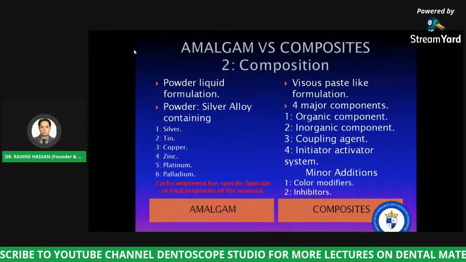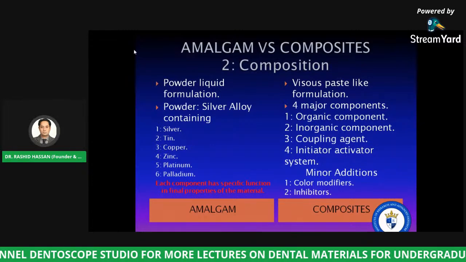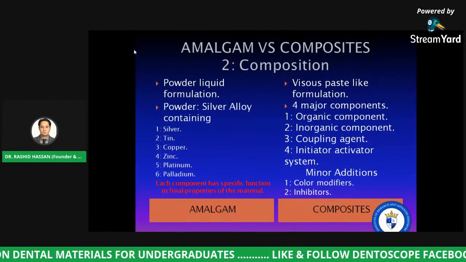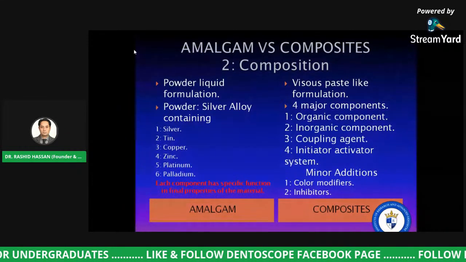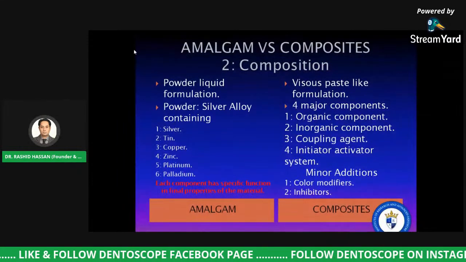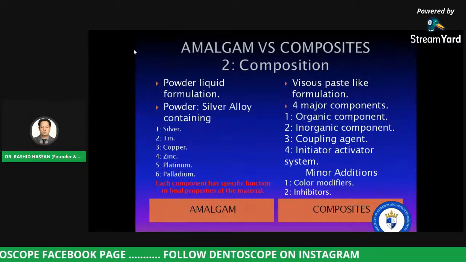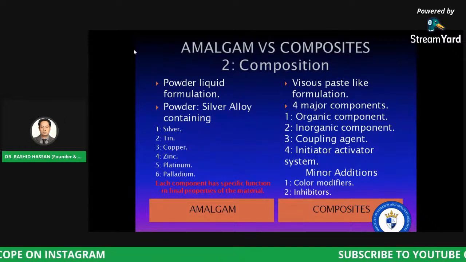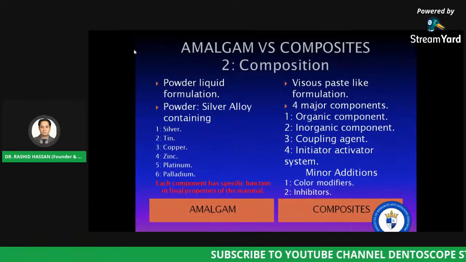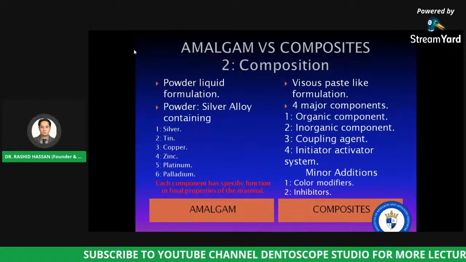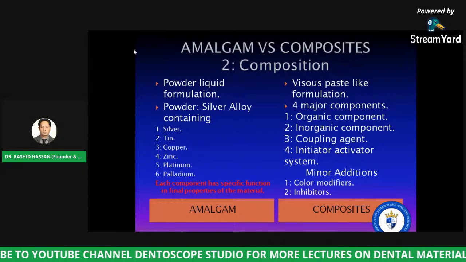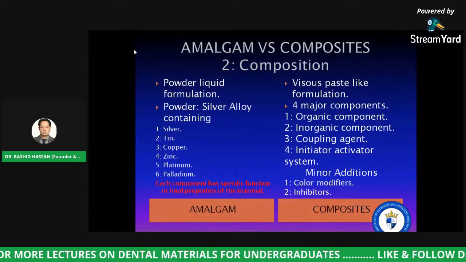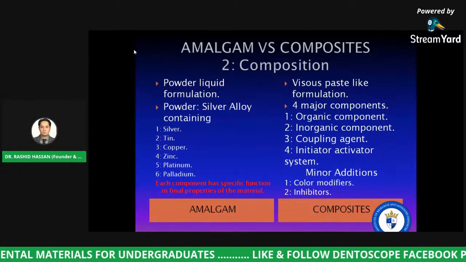So you are not going to get any of the mechanical properties of dental composites if these two phases, the organic component and the inorganic component, are not bonded to each other. So we need a bonding agent, a coupling agent, to bind the organic and inorganic part of the dental composite, and that is the silane coupling agent. Organosilane is the chemical name, but normally we call it a silane coupling agent.